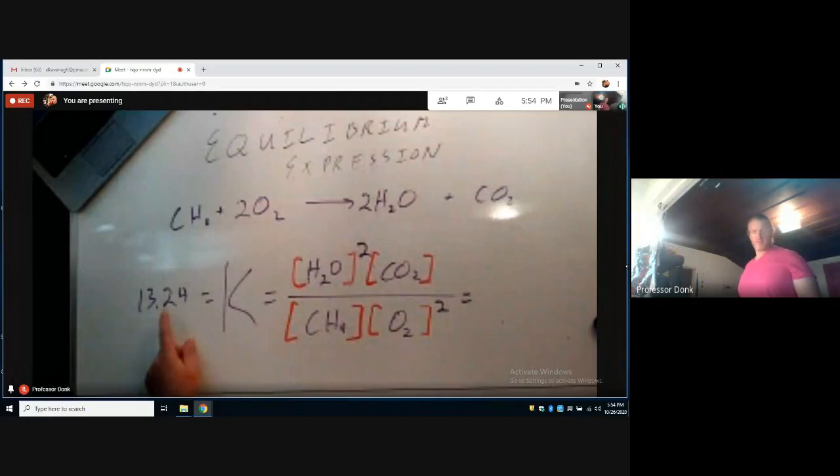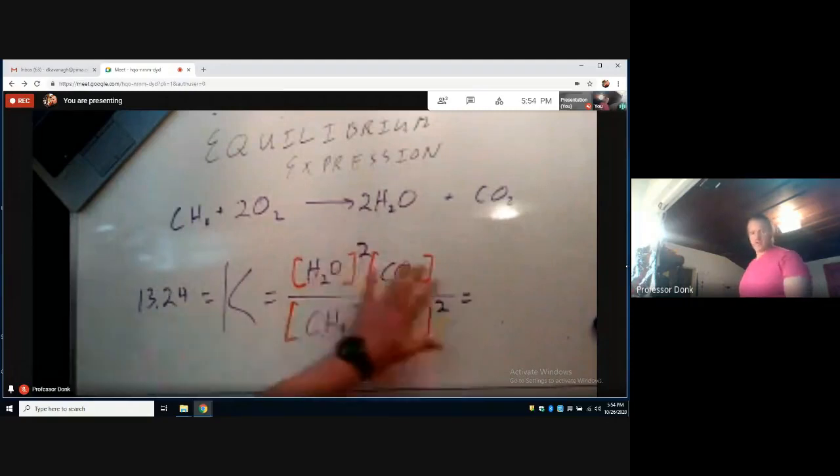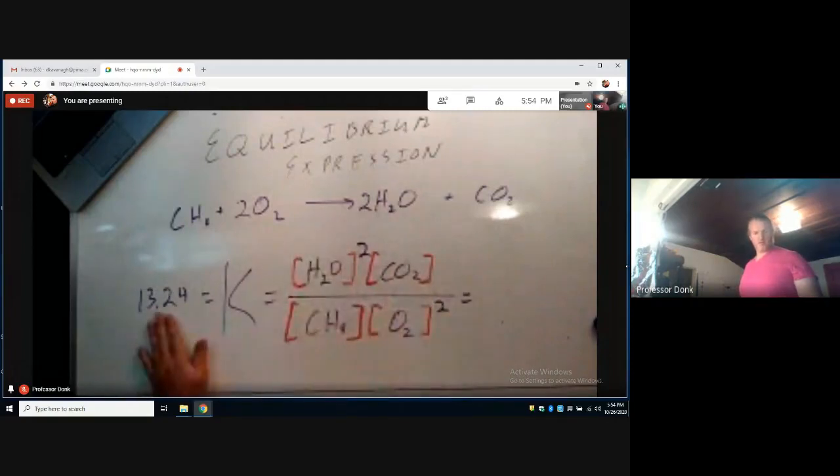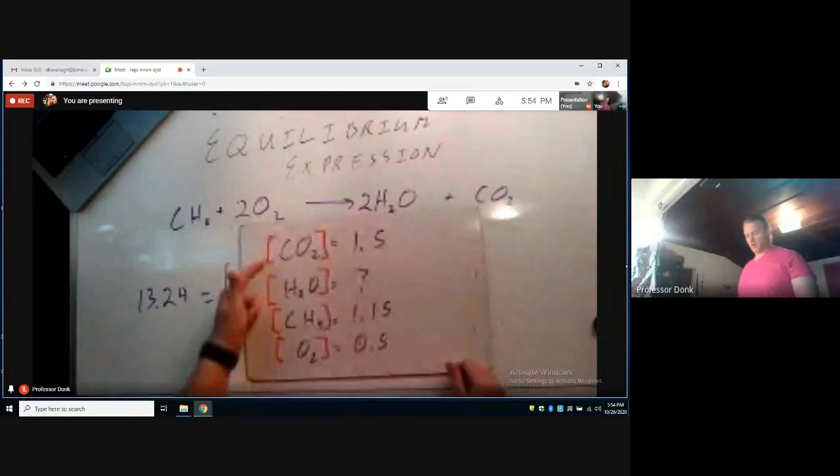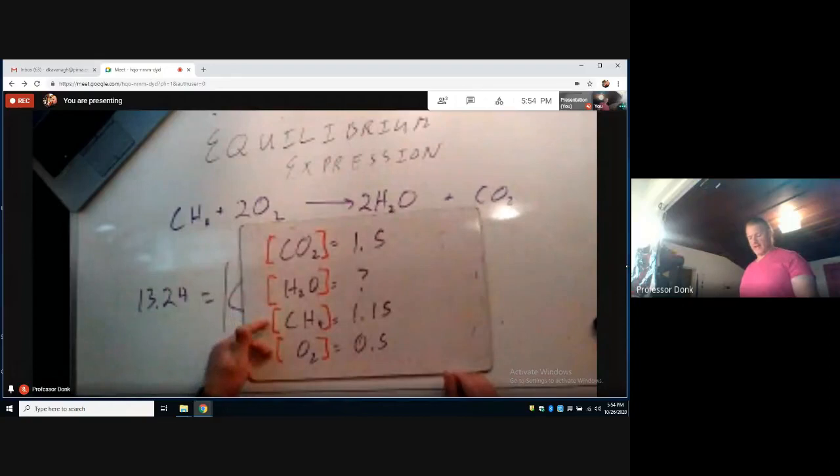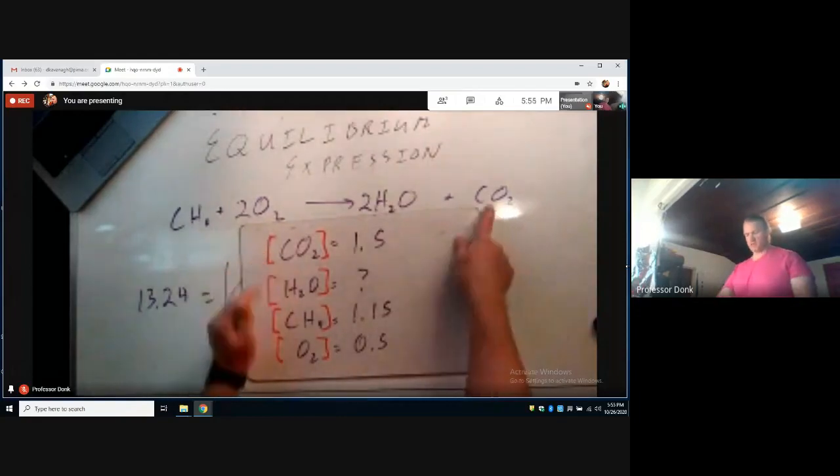From previous experiments, you measured everything and got a value of 13.24 at a constant temperature every time. Okay? Now imagine that one day you run this experiment and you measure 3 of the 4 molarities. You measure the molarity of your reactants at equilibrium, but at equilibrium, you can only measure the concentration of CO2.